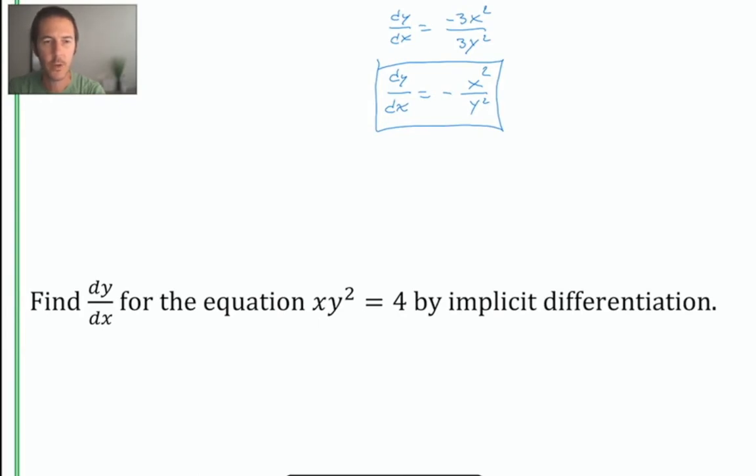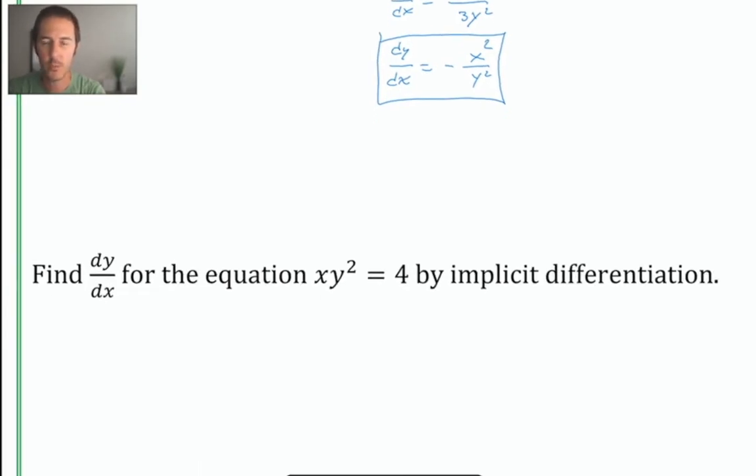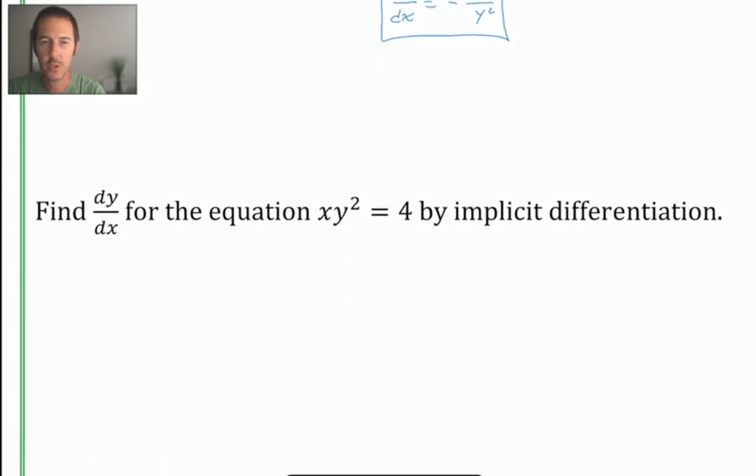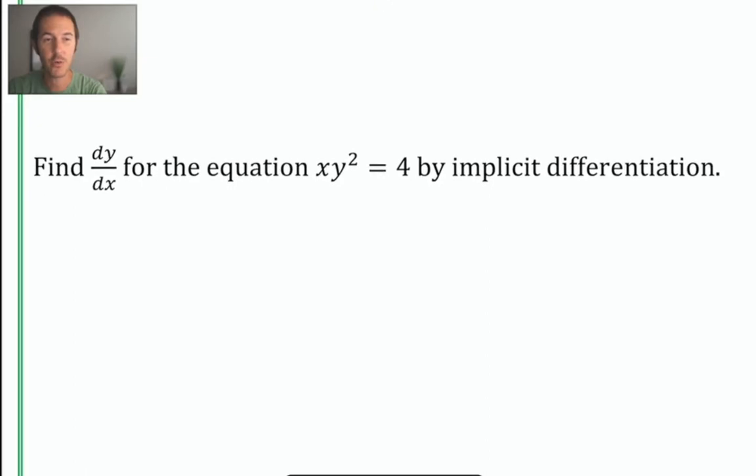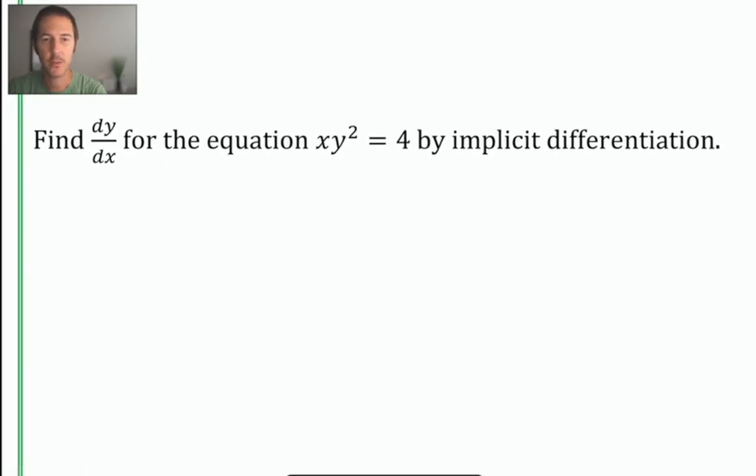Again, find dy over dx given this equation, and we're being told to use implicit differentiation. You won't always be told to use implicit differentiation. Eventually, you're going to need to know that under certain circumstances you'll need to use implicit differentiation. And again, typically, it's under two sets of circumstances. The first one being where it would be very challenging to solve an equation so that you're isolating the dependent variable.